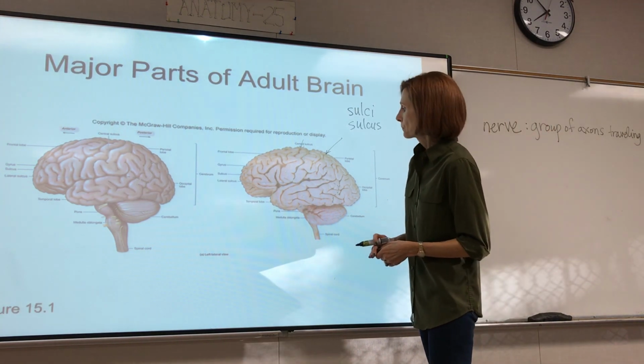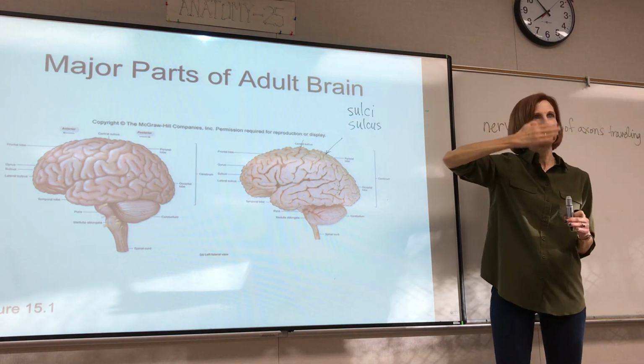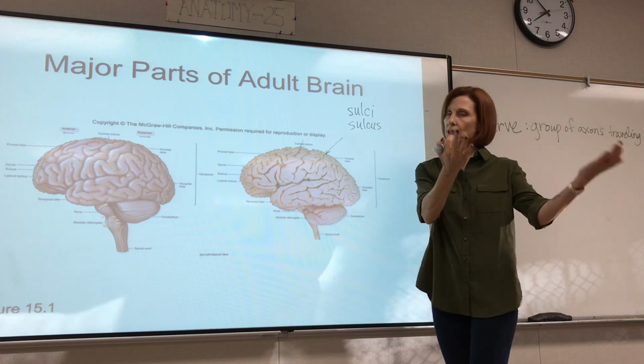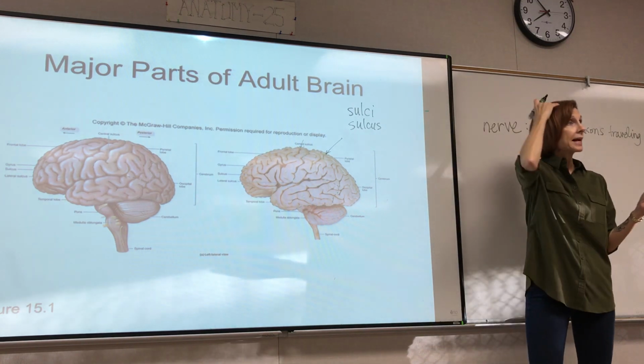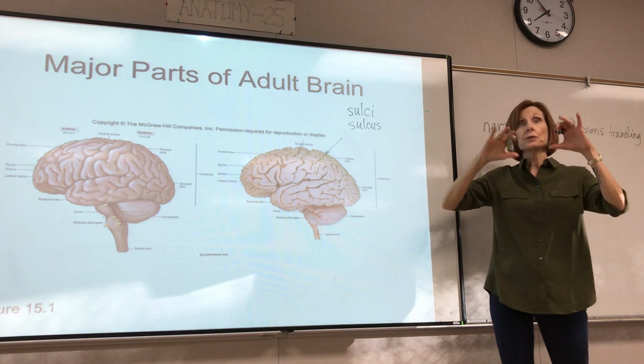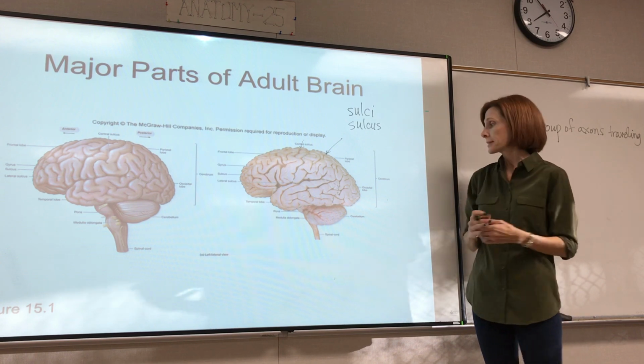Why would we have these little hills and crevices on the surface of the brain? What would that do for it? Increase surface area. Remember we said in the outer few millimeters is where most of our neuron cell bodies are. So this increases the surface area for the cortex, so we have more neuron cell bodies there.